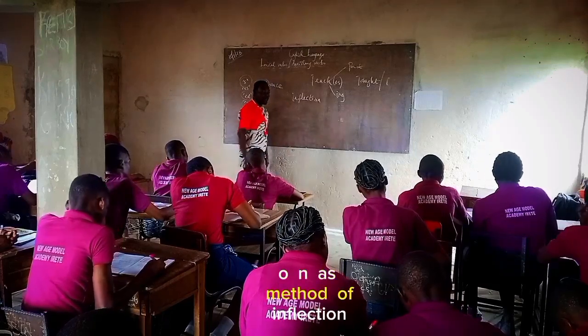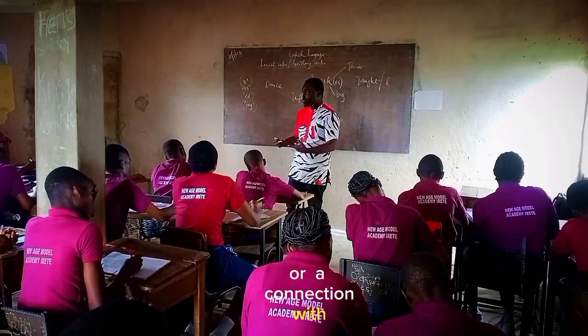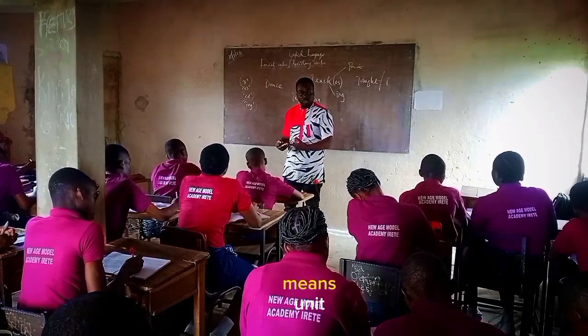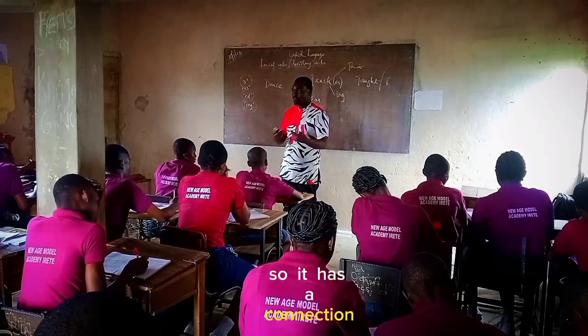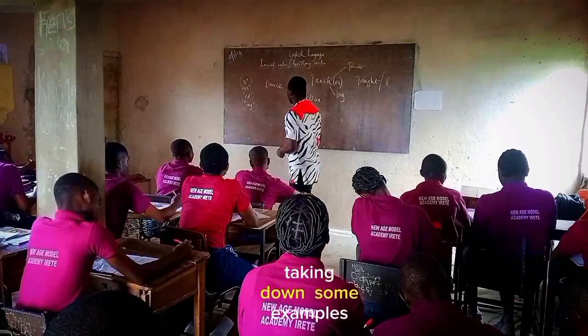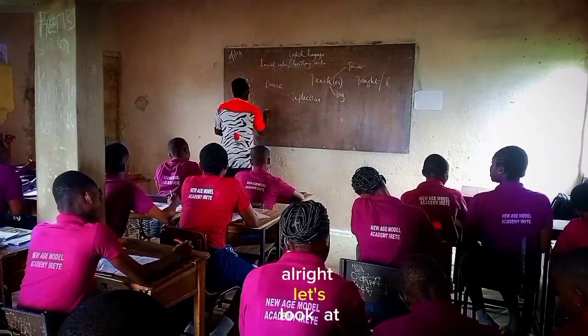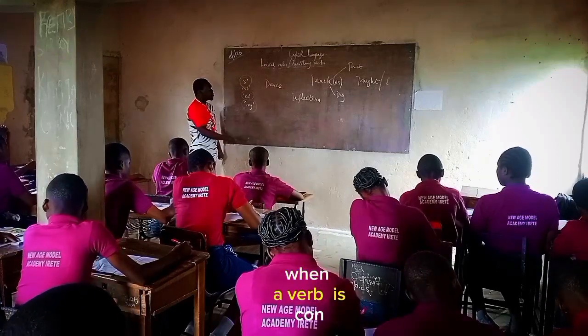I-N-F-L-E-C-T-I-O-N, as in method of inflection. Remember, inflection has more of a connection with suffix. You know, suffix simply means unit words added at the ending of the word, true or false? Good. So it has a connection with the formation of new words. Take note of that. Now we are going to be taking down some examples. Alright, let's look at the elements.